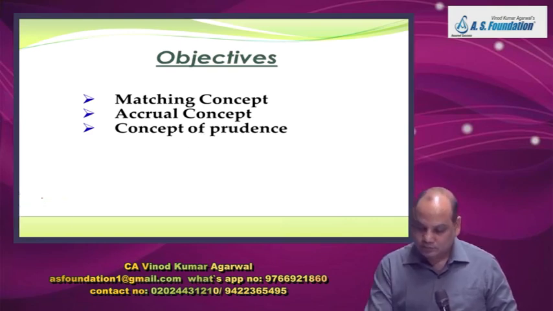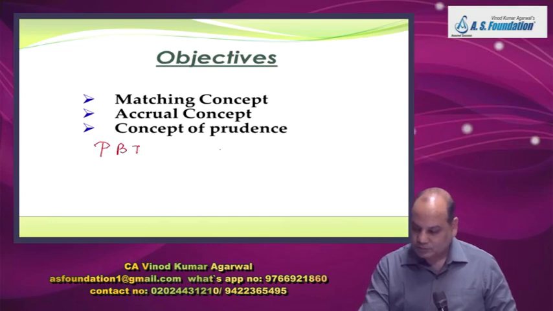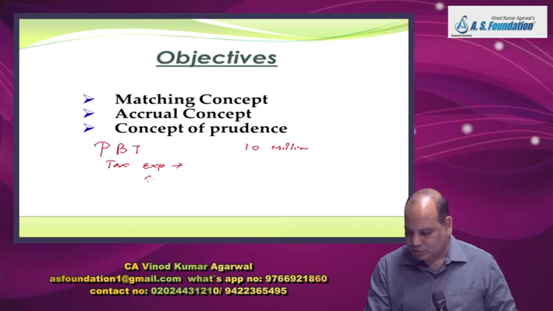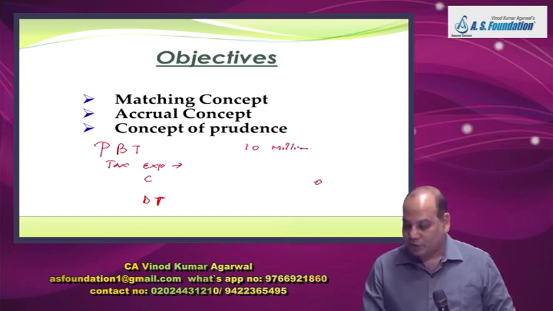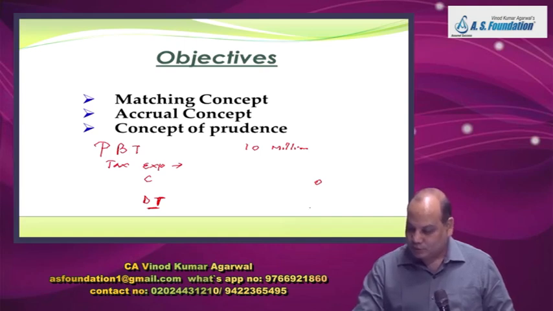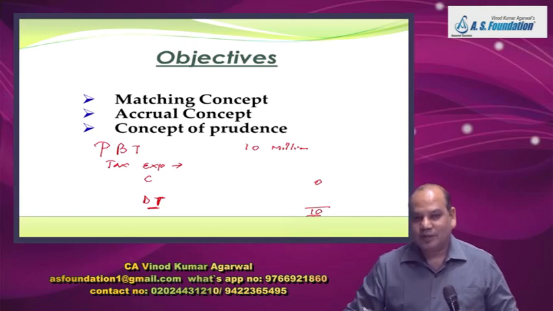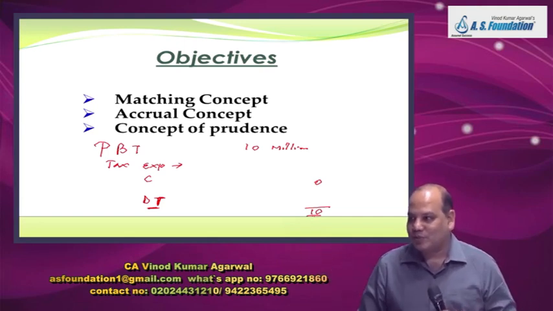Now, for example, your PBT is 10 million and your tax expense has current tax and deferred tax. Current tax, suppose for some reason, turns out to be zero. You have a lot of deductions to be claimed. If this chapter was not there, then you would have said, oh, my profit after tax is 10 million. Let us distribute the profit.